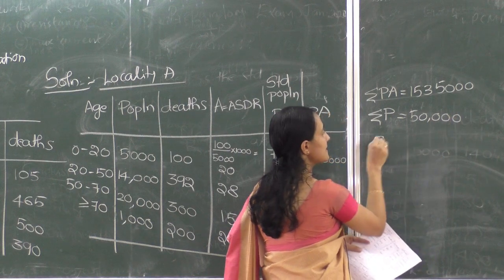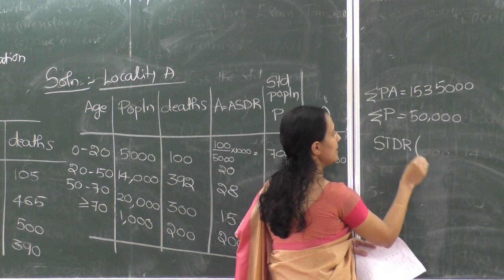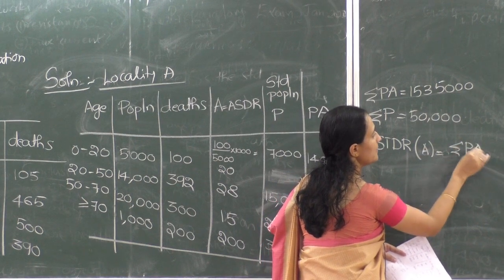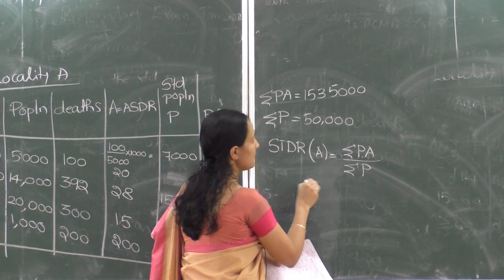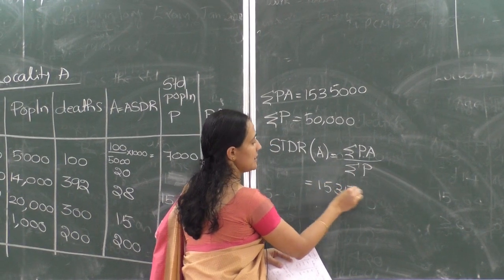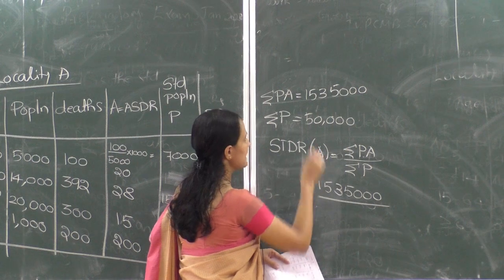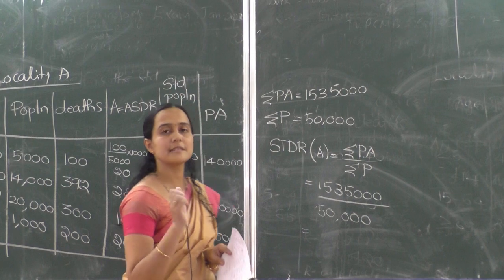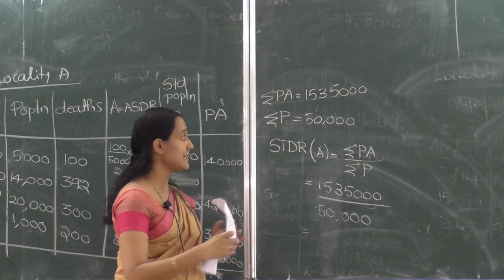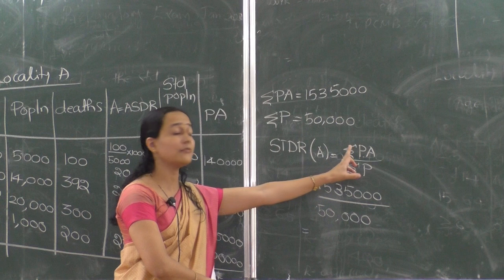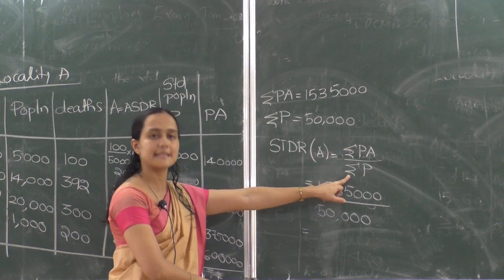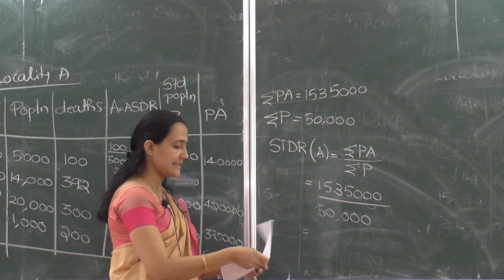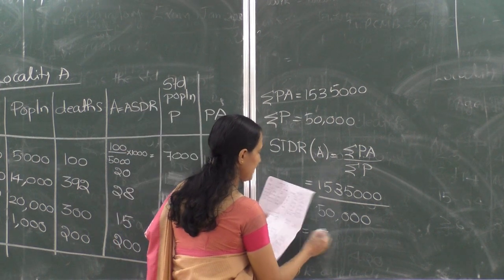So STDR of A equals sigma PA divided by sigma P. That is 1535000 divided by sigma P, which is 50,000. Into 1000 is not here. Remember, for CDR, ASDR, everything into 1000 is here. For STDR, the formula is sigma PA divided by sigma P. Sigma PA is this one, sigma P is this one. Answer is 30.7.